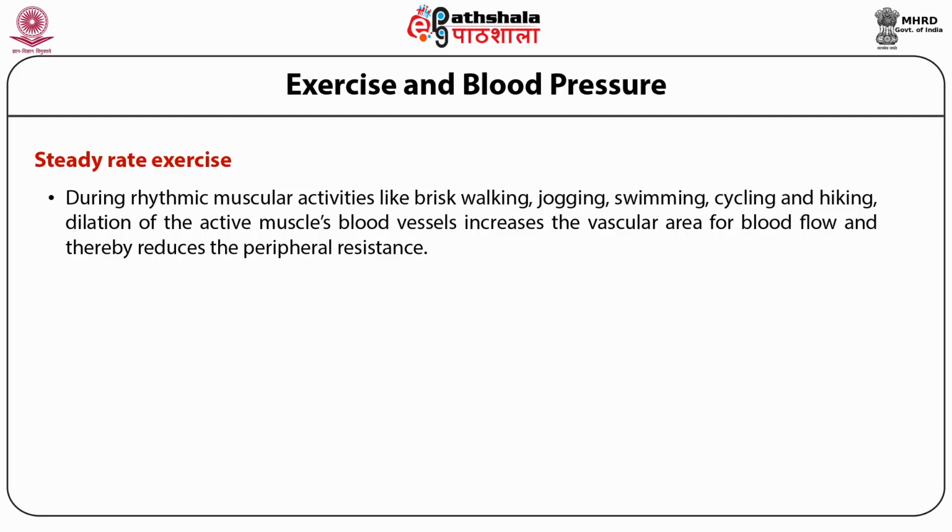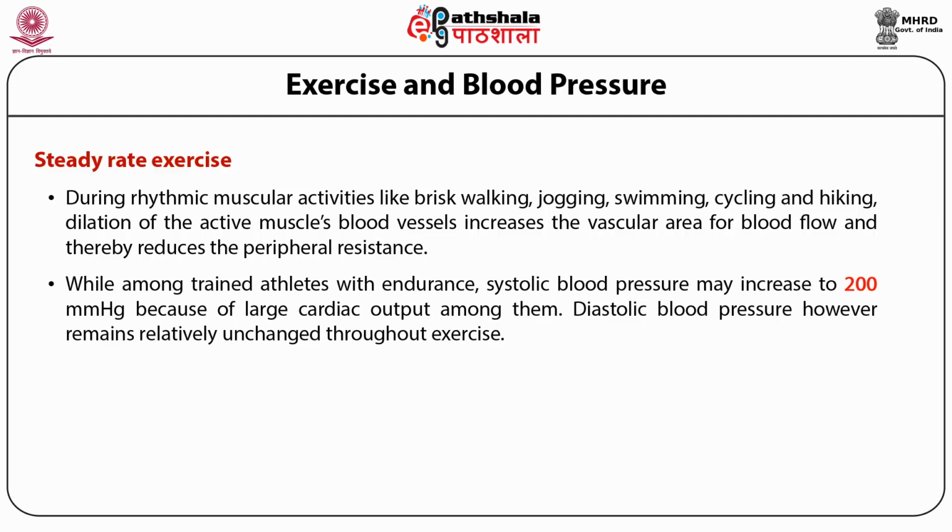An increased blood flow during such exercises increases the systolic blood pressure in the beginning and then reaches a plateau between 140 to 160 mmHg in a healthy sedentary individual. While among trained athletes with endurance, the systolic blood pressure may increase to 200 mmHg because of large cardiac output among them. Diastolic blood pressure, however, remains relatively unchanged throughout such exercise.